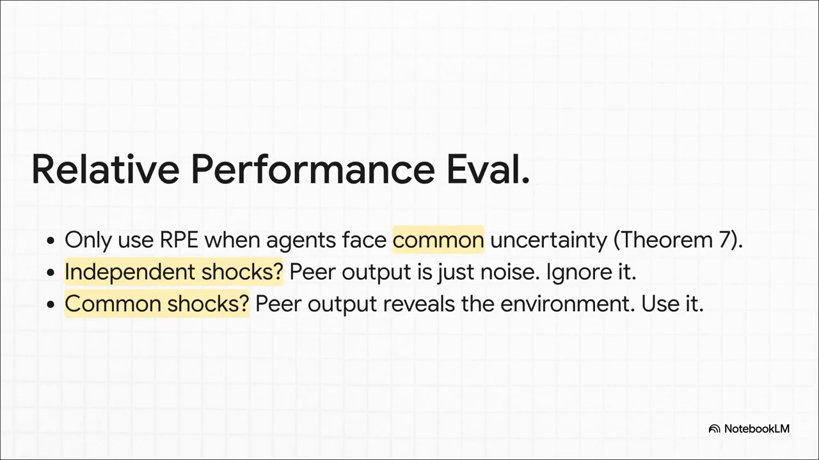So this principle gives us a super clear answer to a really important question. When should you compare your employees to each other? Relative performance evaluation. And Theorem 7 nails it. You should only do it when they face some kind of common uncertainty. Think about it. If two salespeople just have their own random good or bad luck, comparing them adds nothing but noise. But if they're both facing the same tough economy and one does poorly, well, that tells you it was probably a tough market for everyone. And that helps you evaluate the other person much more fairly.